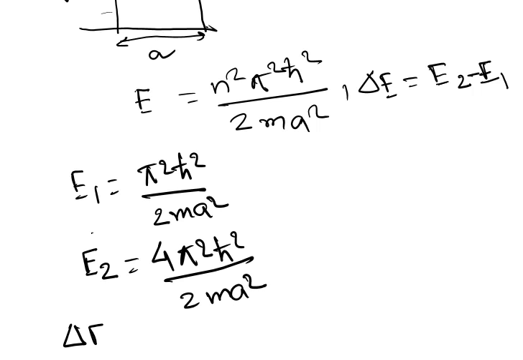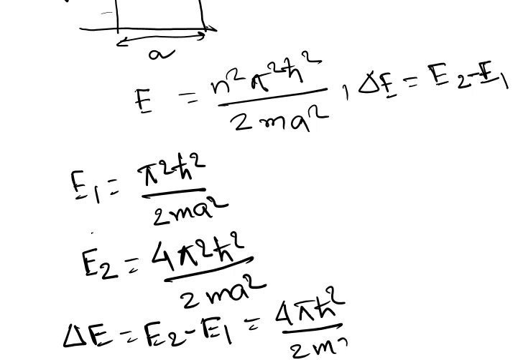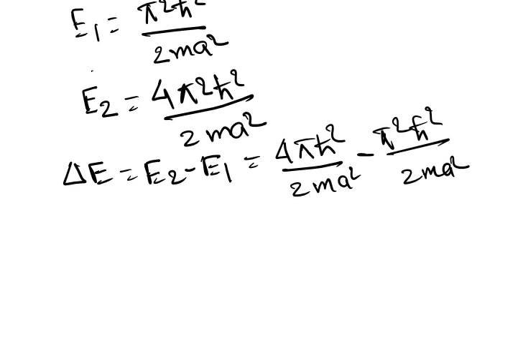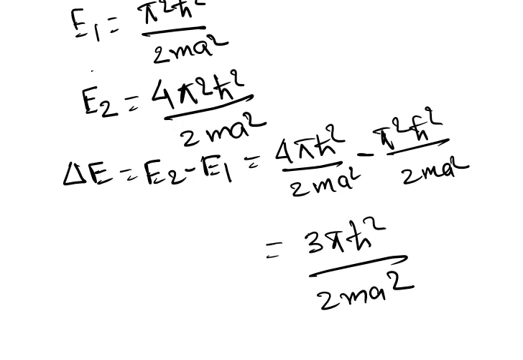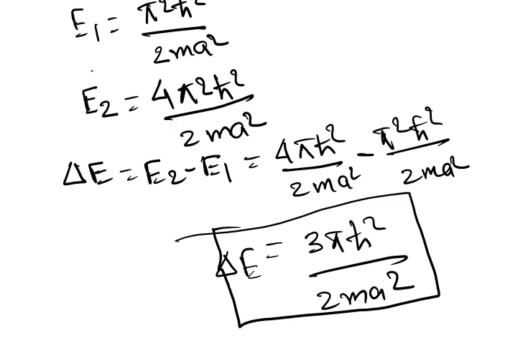Now delta E can be written as E2 minus E1. So subtracting it, we can write 4 pi square h bar square by 2m a square minus pi square h bar square by 2m a square. So finally we reach that it will be 3 pi square h bar square by 2m a square. So the energy difference expression is given by 3 pi square h bar square by 2m a square.